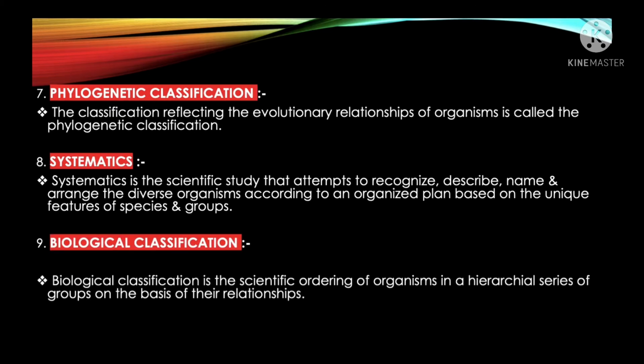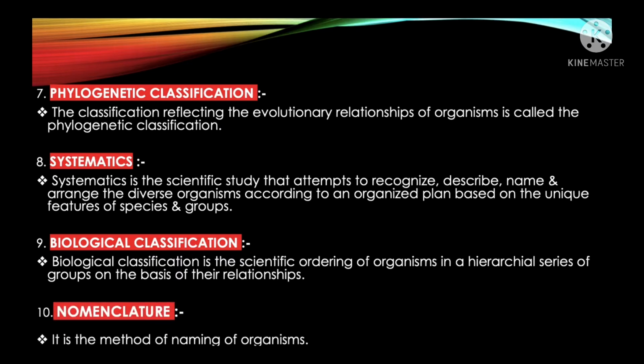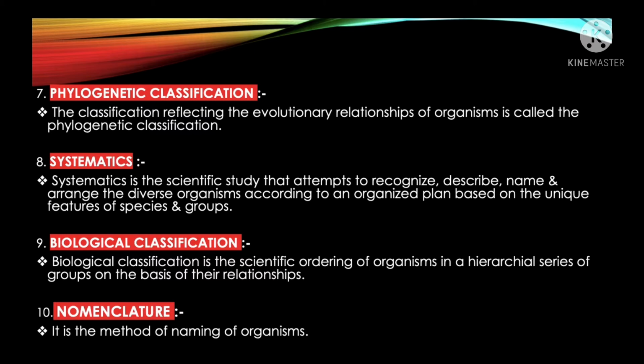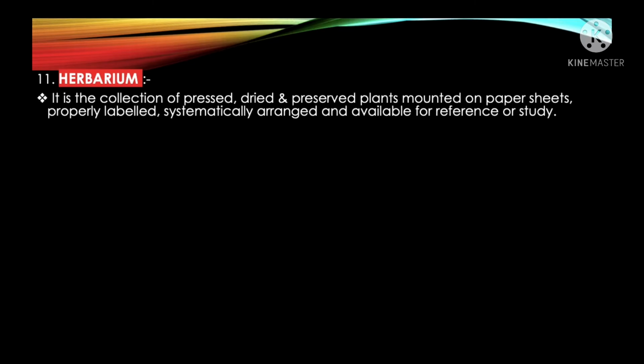What is biological classification? Biological classification is the scientific ordering of organisms in a hierarchical series of groups on the basis of their relationships. So in the next video, we will discuss the biological classification of organisms. Now what is nomenclature? Nomenclature is the method of naming of organisms. Now, what is herbarium? Herbarium is the collection of pressed, dried and preserved plants mounted on paper sheets, properly labeled, systematically arranged and available for reference or study.